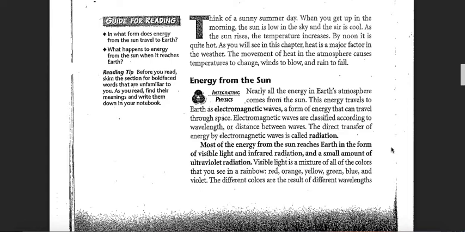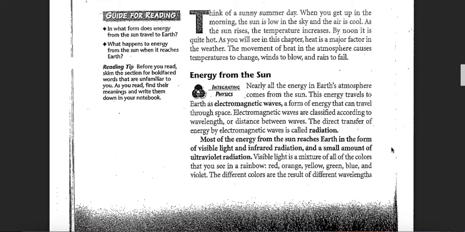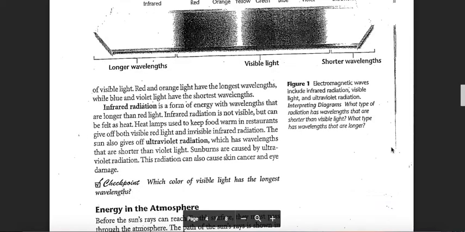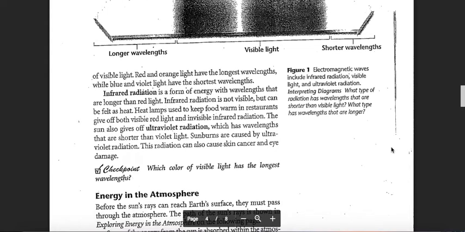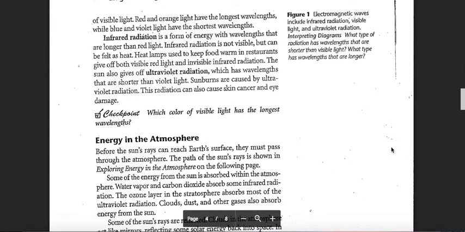Most of the energy from the sun reaches Earth in the form of visible light and infrared radiation, and a small amount of ultraviolet radiation. Visible light is a mixture of all the colors that you see in a rainbow: red, orange, yellow, green, blue, and violet. Don't forget indigo. The different colors are the result of different wavelengths of visible light. Red and orange light have the longest wavelengths, while blue and violet light have the shortest wavelengths.